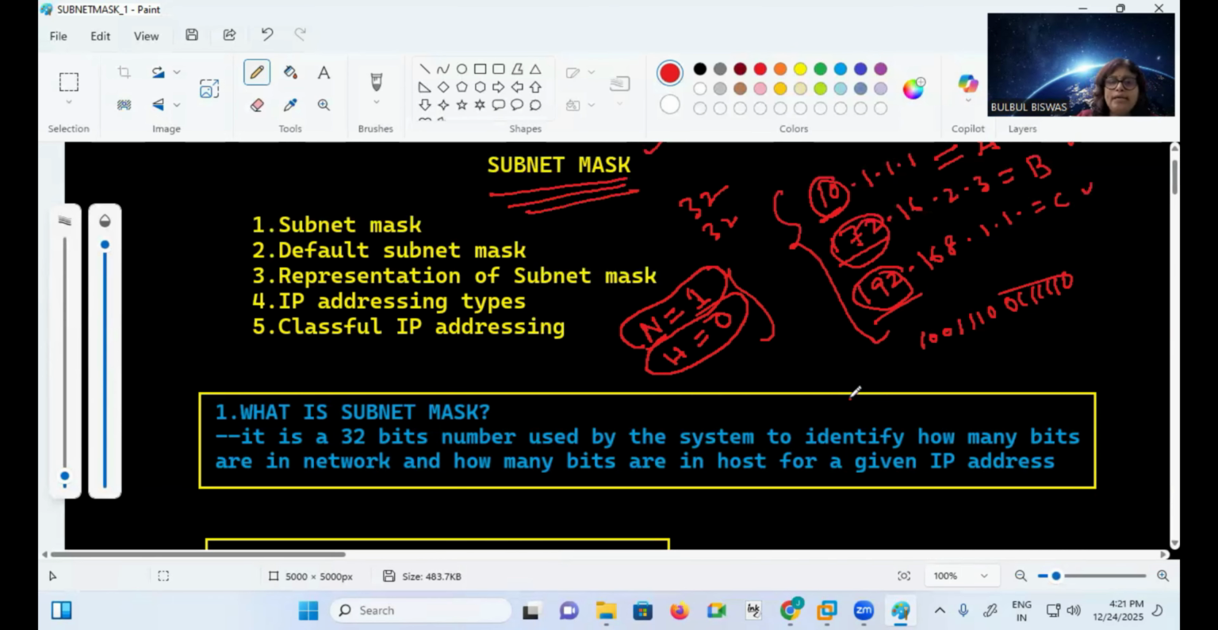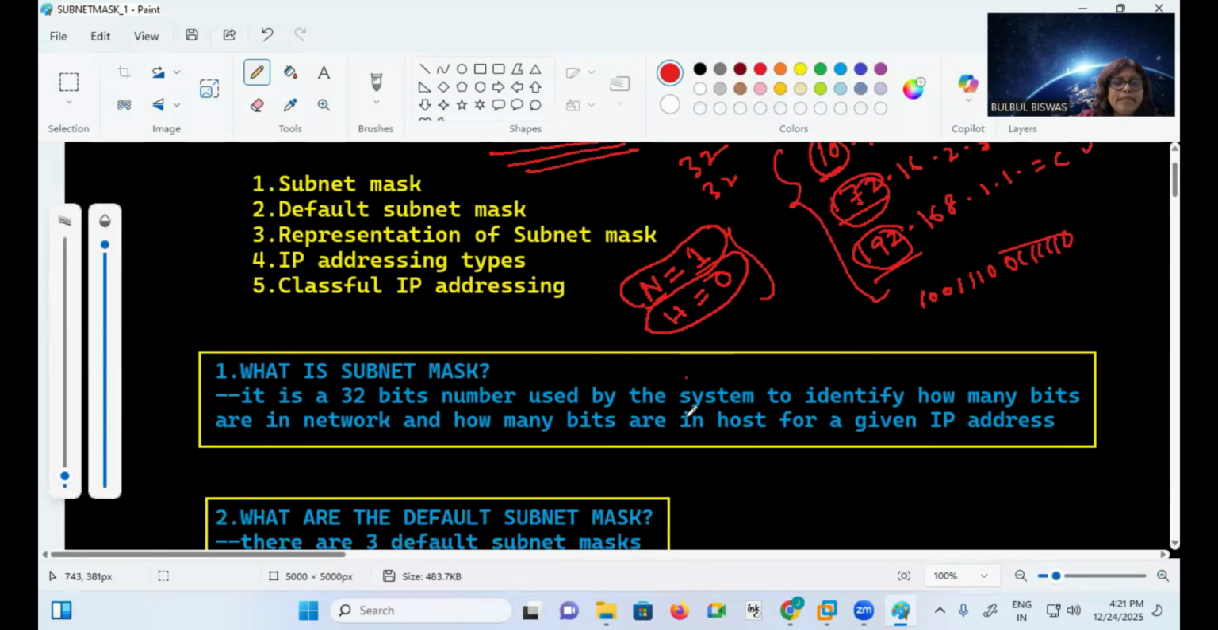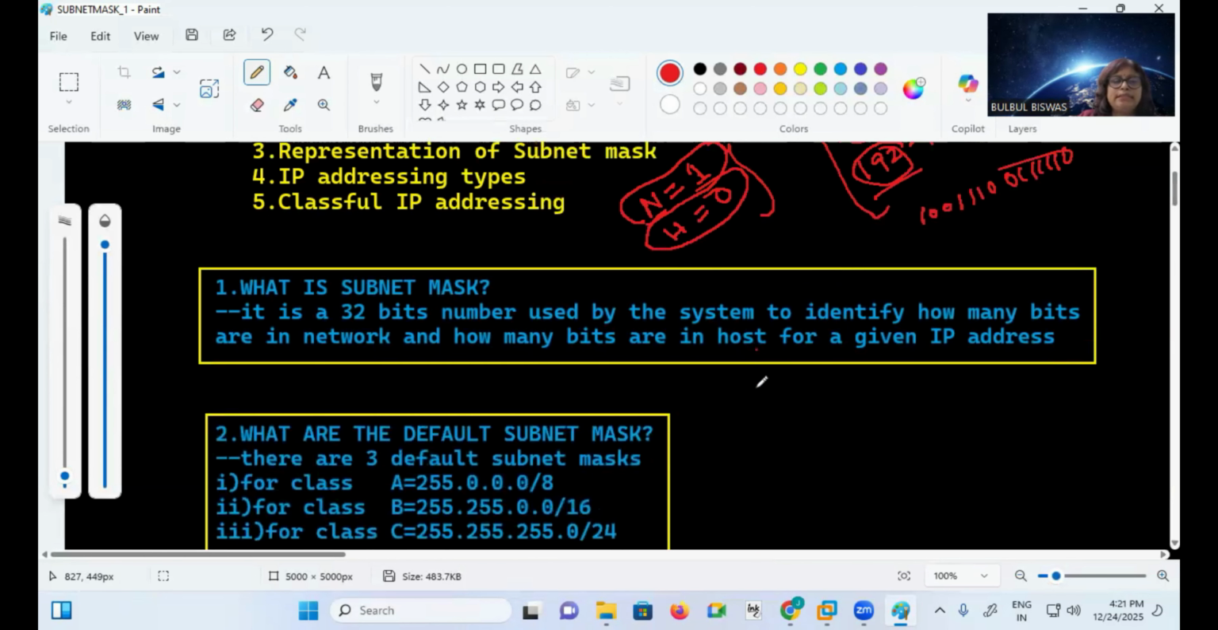So what is a subnet mask? A subnet mask is a 32-bit number used by the system to identify how many bits are in network and how many bits are in host for a given IP address. Why is it saying this? Because if the system considers all network bits as 1 and all host bits as 0, it is nothing but a collection of ones and zeros. So one portion will be considered as network bits and the host portion will be considered as 0.